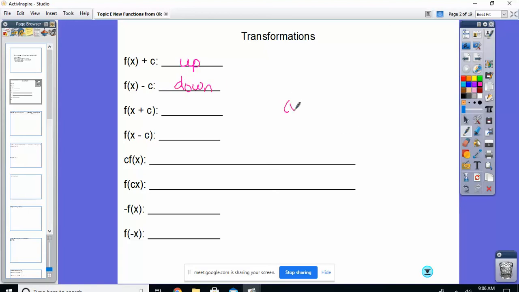Okay, if I add on the inside, if I do like x plus 2 squared, what does that do? You add to the x, you move it to the left. So if you subtract from your x, that would move it right.